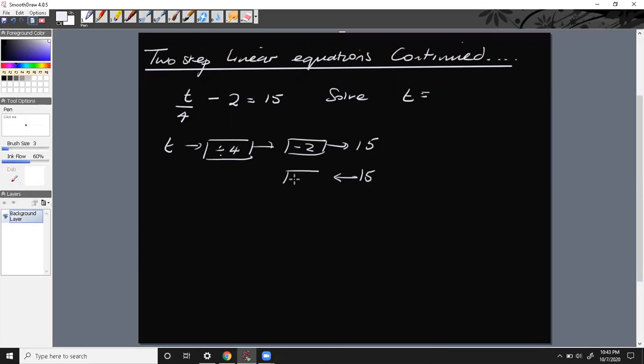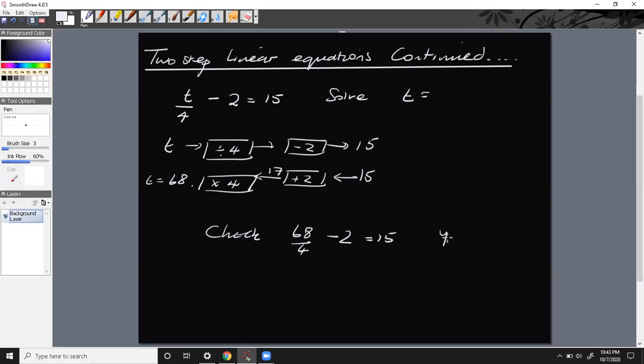So the inverse of subtraction of 2 is addition of 2. So this time you're going to get 17. And then the inverse of division by 4 is multiplication by 4. So 17 times 4 is 68. So t is equal to 68. Check. Is 68 divided by 4 minus 2 equal to 15? Yes, it is. 68 divided by 4 is 17, minus 2 is 15. So t is equal to 68.